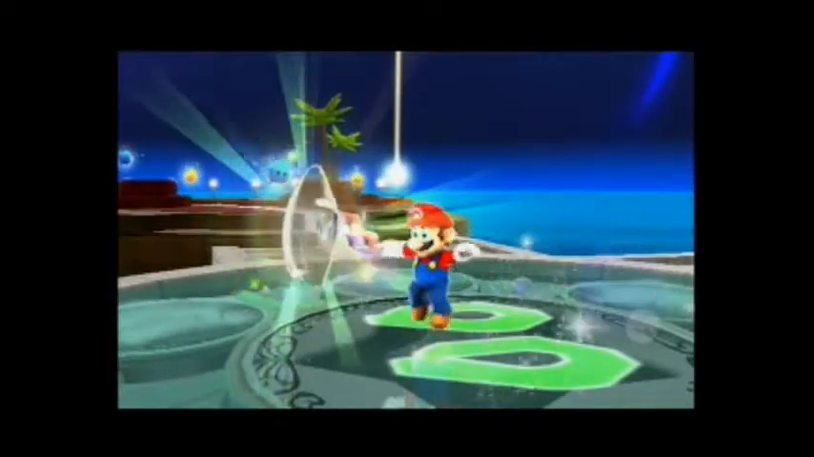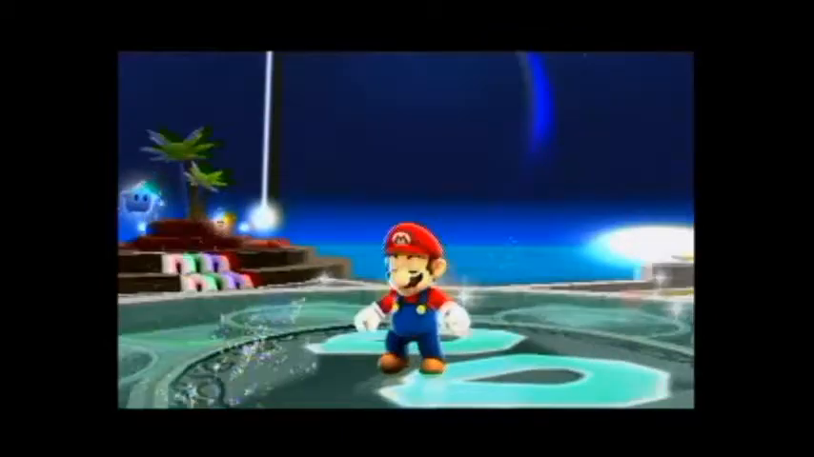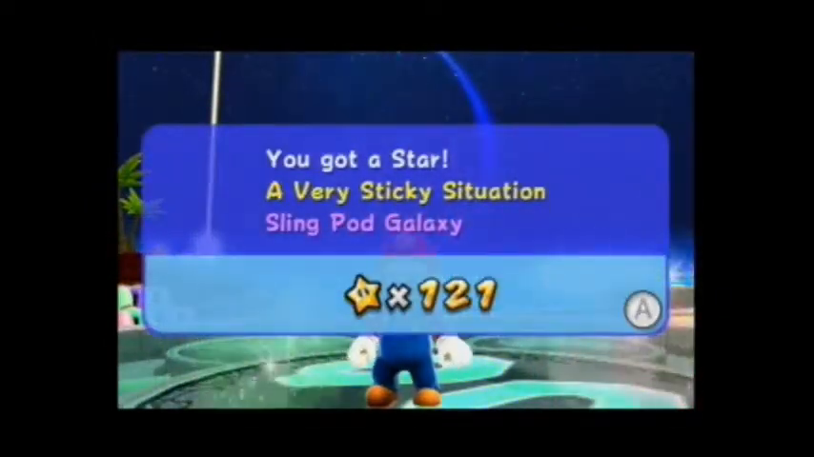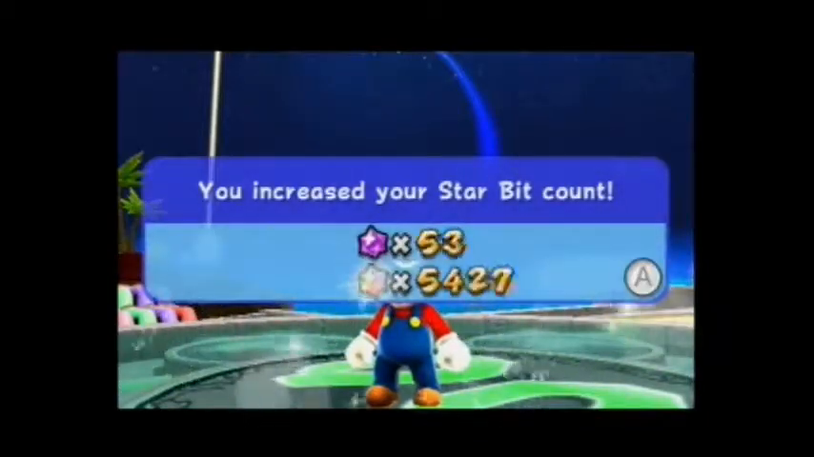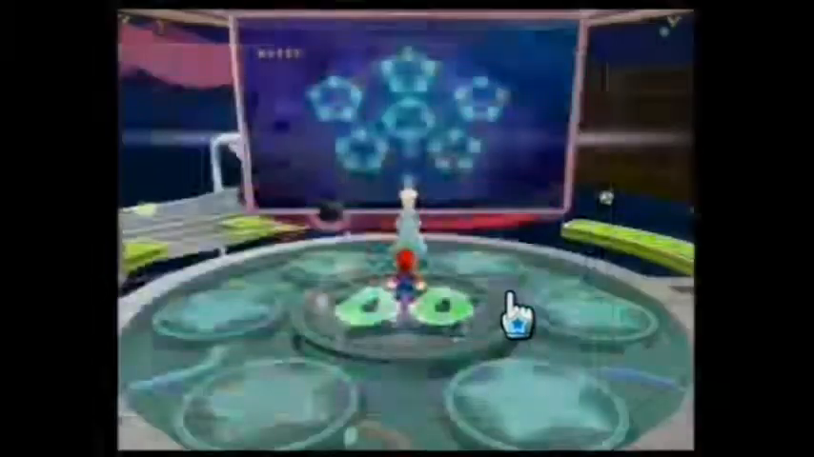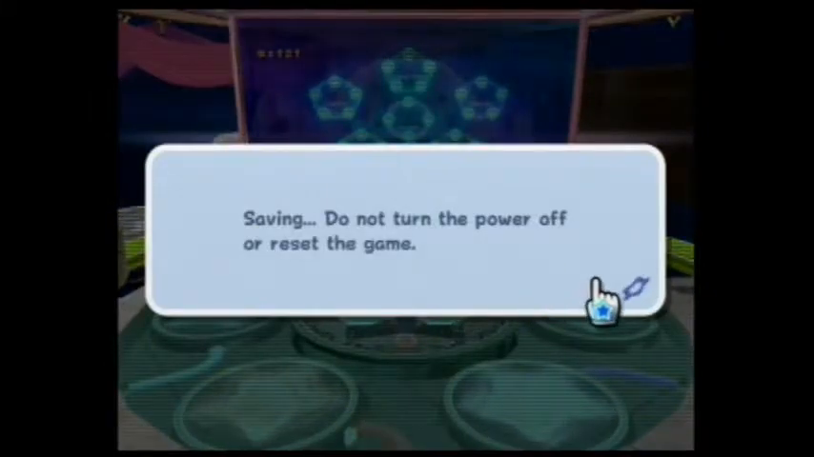Some people might find it easy to maneuver around that place, others may find it hard. I don't know, I find it very tricky for a very sticky situation, and needless to say, I'm glad I'm out of there. But yeah, that is it for the Sling Pod Galaxy.